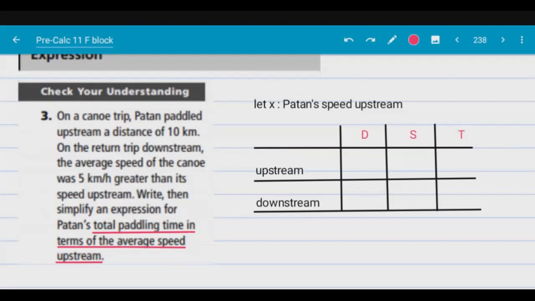So as we fill this out, we already have defined our variable x to be Patan's speed upstream. So let's look at what expressions we're going to be using. D stands for distance. What is the distance upstream? Well, it says here the upstream distance was 10 kilometers. So this is a 10. Now, what is the distance downstream? Well, it was the same distance because it was the same trip that he took, although he just went upstream and then downstream. So this is also a 10.